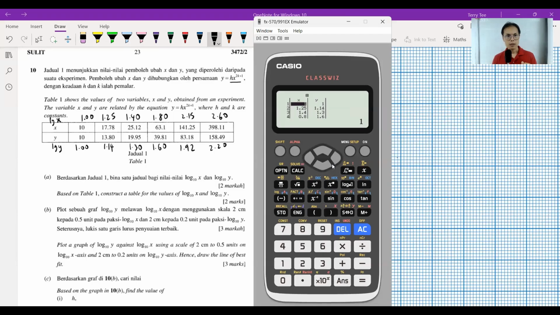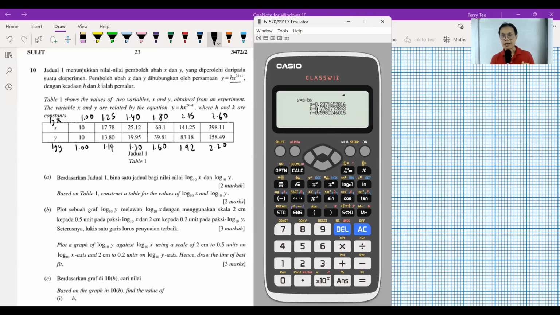Okay, my 1 and 1, 1.25, 1.14, 1.4, 1.3, 1. Okay, I made a mistake here. This is 1.8. Oops, I typed it wrongly. Then 2.15, 1.92, 2.6, 2.2. Okay, this one looks good. AC. Option number 3, regression calculator.